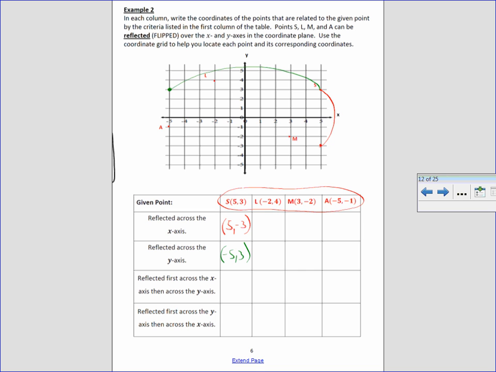Okay, get ready. Here comes your first double reflection. First across the x. All right, well, I've done that. Then across the y. What quadrant do I wind up in? Carly? Quadrant 3. Carly, what are my coordinates? Yep, -5, -3.